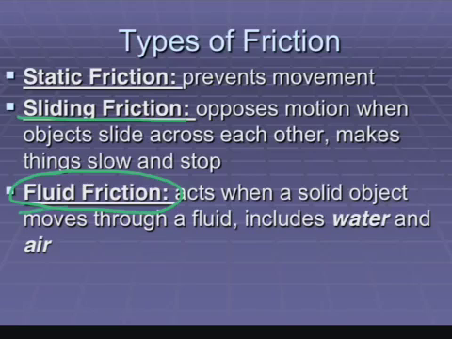And then let's talk a little bit about fluid friction. Fluid friction acts whenever a solid object is moving through a fluid. So that would include any objects moving through the air, like an airplane or a glider. But it also includes objects moving through water. So boats, any kind of boat or submarine, they're going to experience fluid friction. You might have also heard it called drag or air resistance.